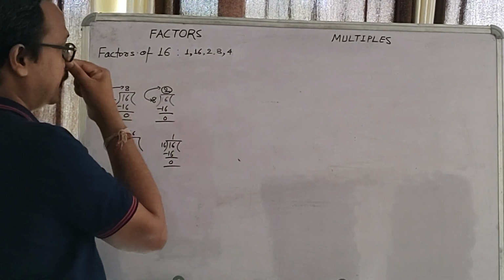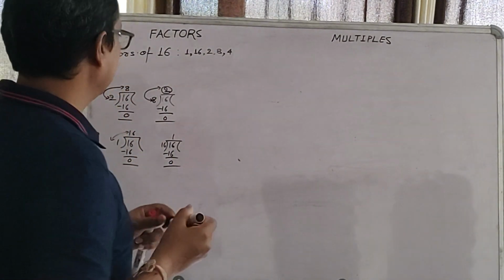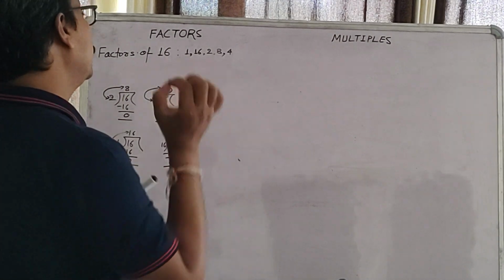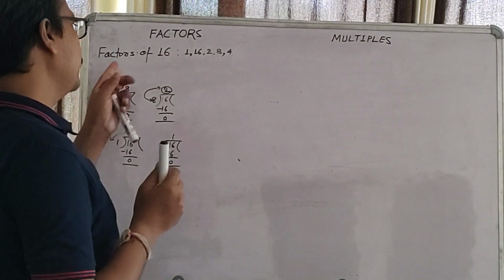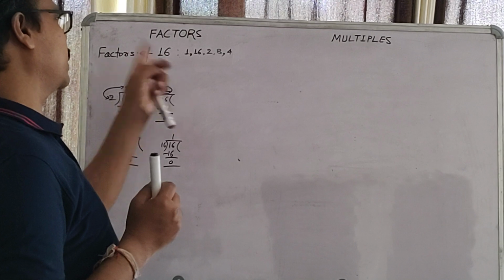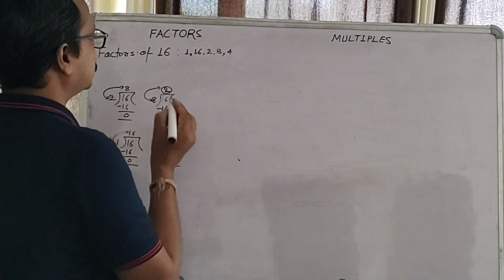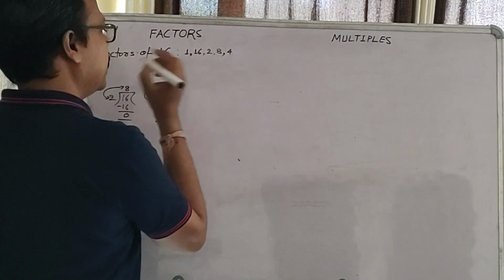is already counted, right? So what can we say about number 16? In fact, different unique factors of 16. How many unique factors of 16 this number has? So you can say that 16 has 5 unique factors, okay?